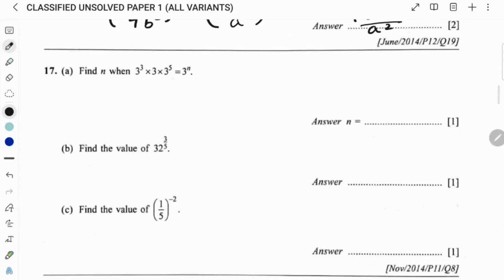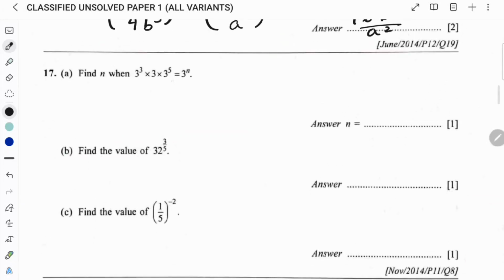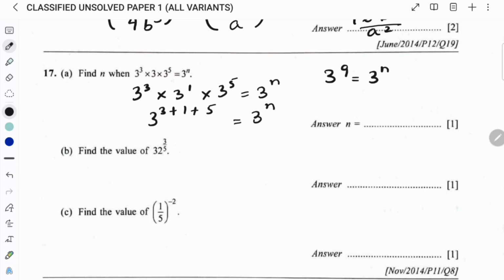Okay, this one. 3 cube multiplied by 3 and then multiplied by 3 to the power 5 is 3 to the power n. We have to calculate the value of n in this question. So 3 cube, 3 1, 3 5 is equal to 3 to the power n. So 3 plus 1 plus 5, because the bases are multiplying, so we add all of the powers. So 3 to the power 9 is equal to 3 to the power n, so n will be equal to 9.